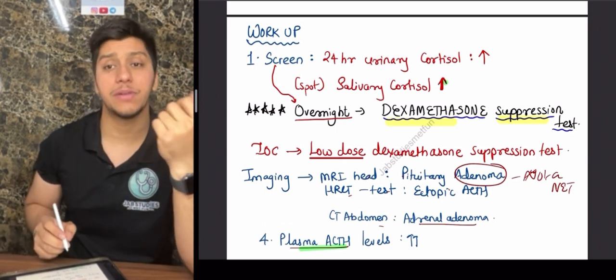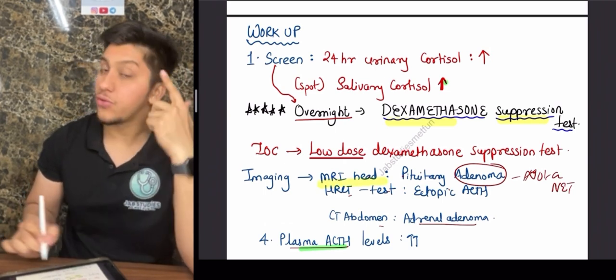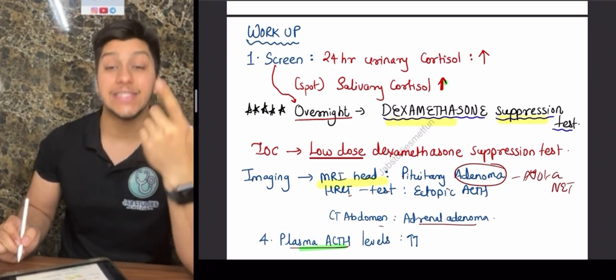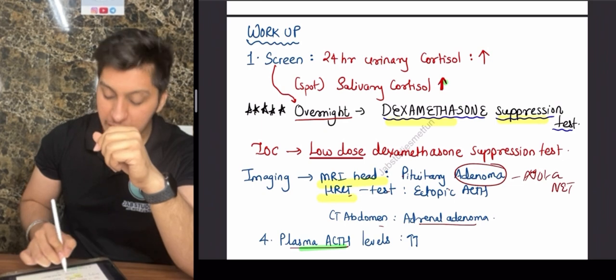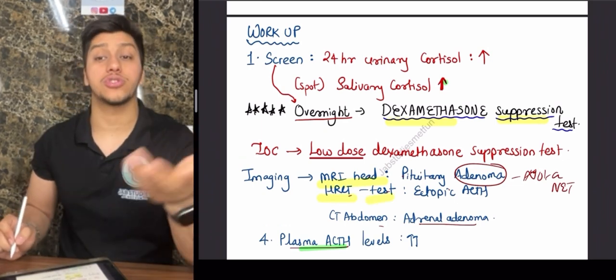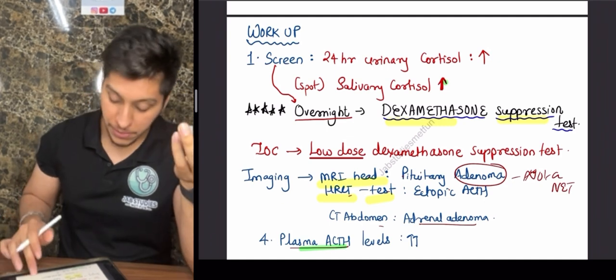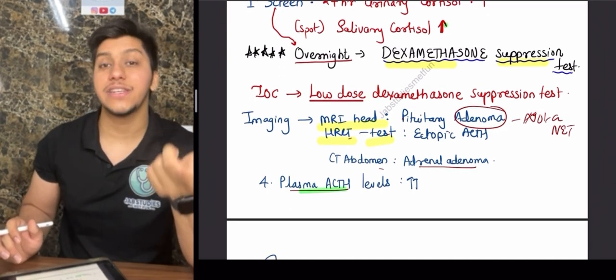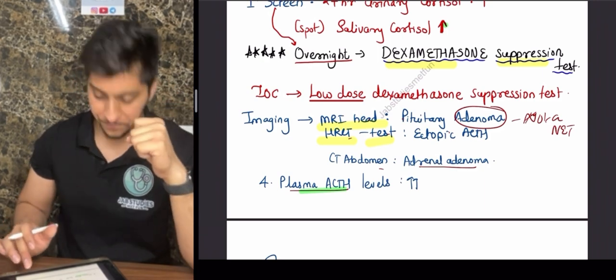Now, why are there multiple imaging studies you can see over here? MRI head to find out whether there is a pituitary adenoma. Remember, pituitary adenoma will cause Cushing disease, right? HRCT, why? For ectopic ACTH. Maybe it can be because of oat cell cancer, or maybe because of carcinoid. You can do a CT abdomen to find whether there is an adrenal adenoma, right? Plasma ACTH levels can also be elevated.